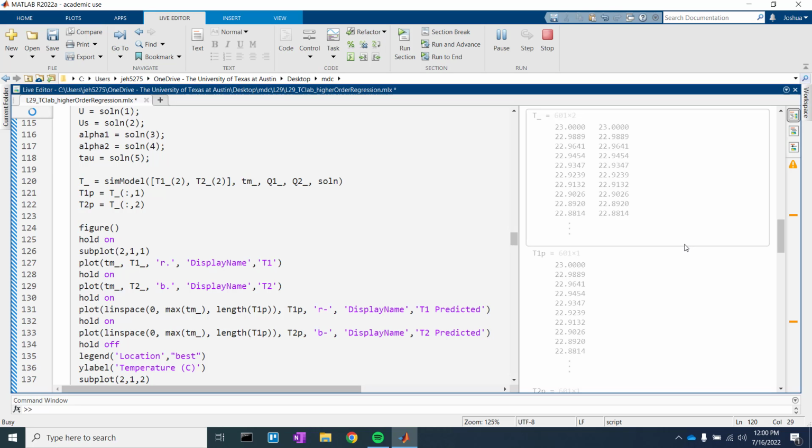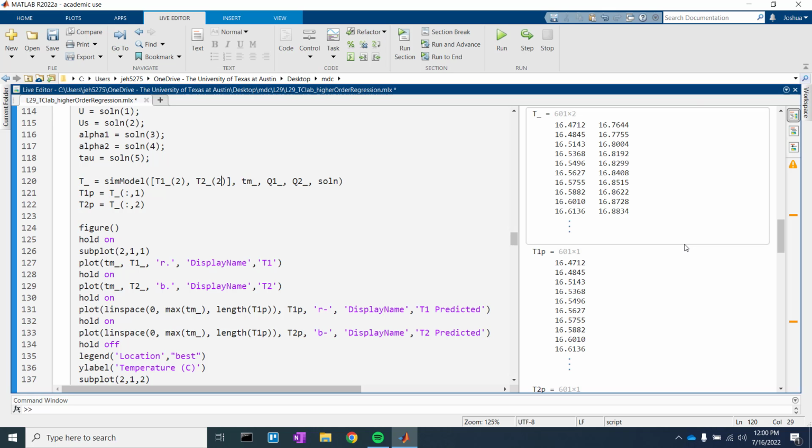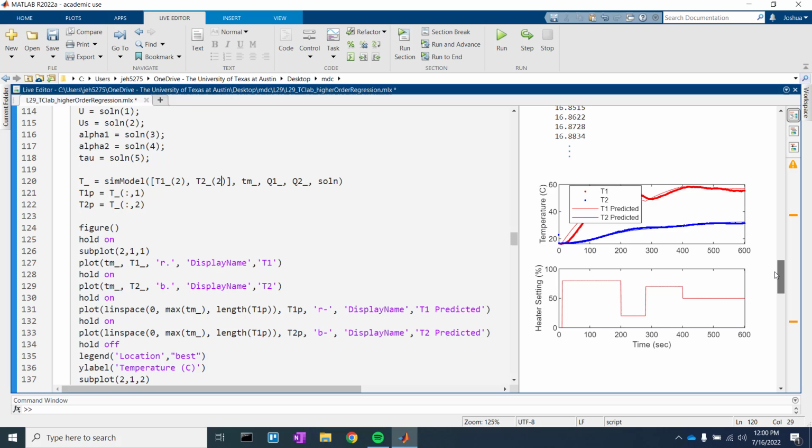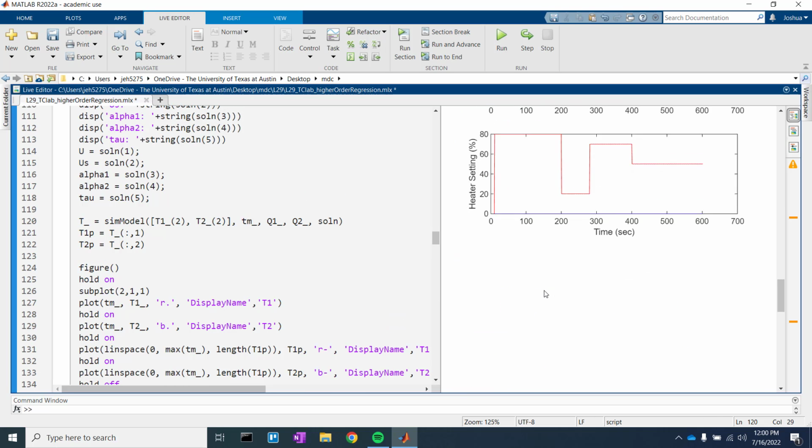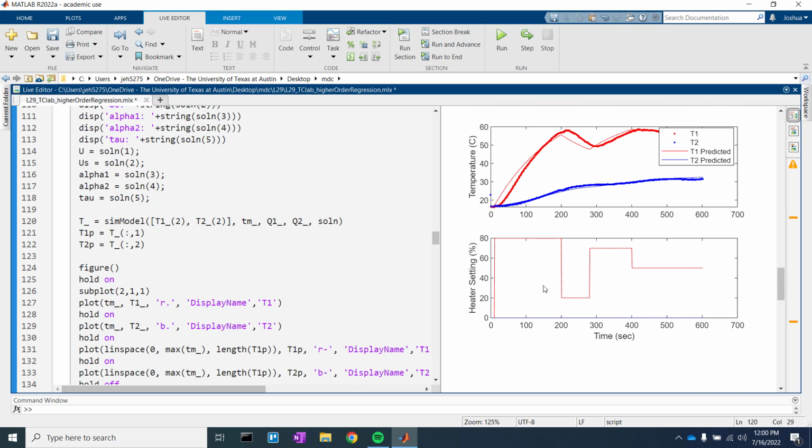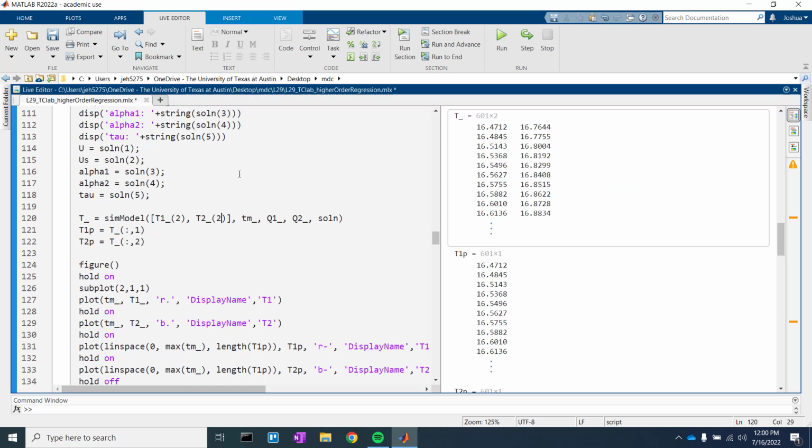Our next step, though, is going to be to regress the state space model coefficients. So we'll do that. We've done something similar before. There we go. That looks pretty good. Look, you can hardly see the blue line. That's a good looking graph. All right, let's move on now.